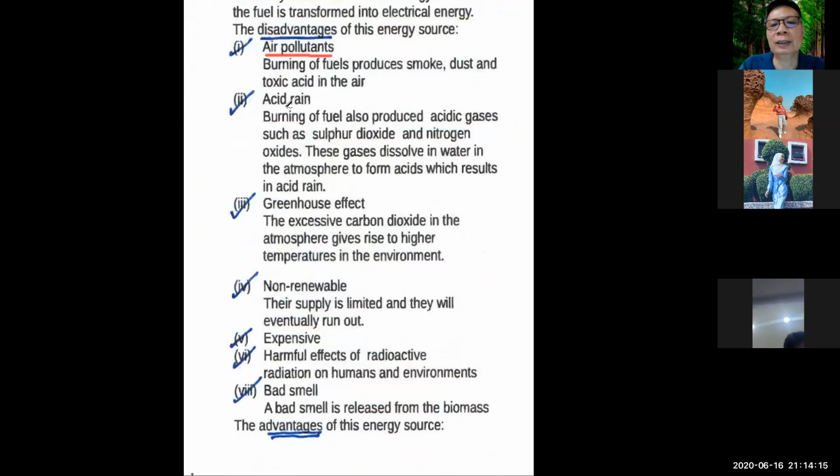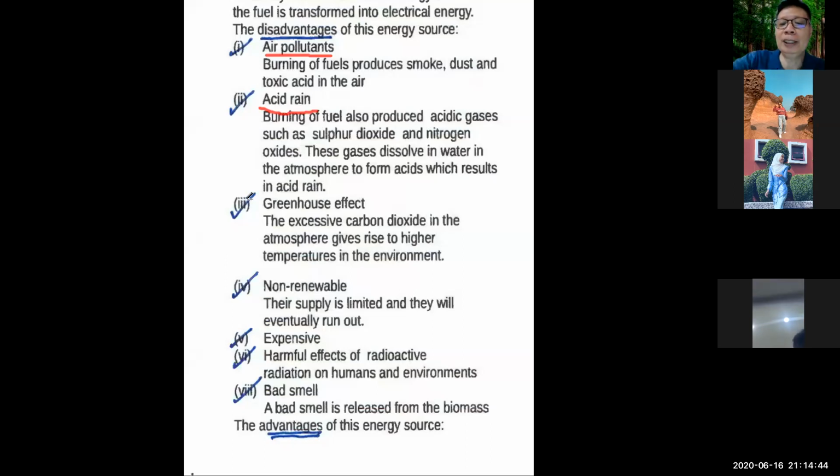Air pollutant. Next, it can cause acid rain. You know what is that, right? So it produces types of gas, right? Sulfur dioxide gas and nitrogen oxide go into the sky and mix with the water, so it becomes acid. So it comes down. So acid rain, no good. Greenhouse effect, also no good. You know what is greenhouse effect? Greenhouse effect means the weather becomes very, very hot.